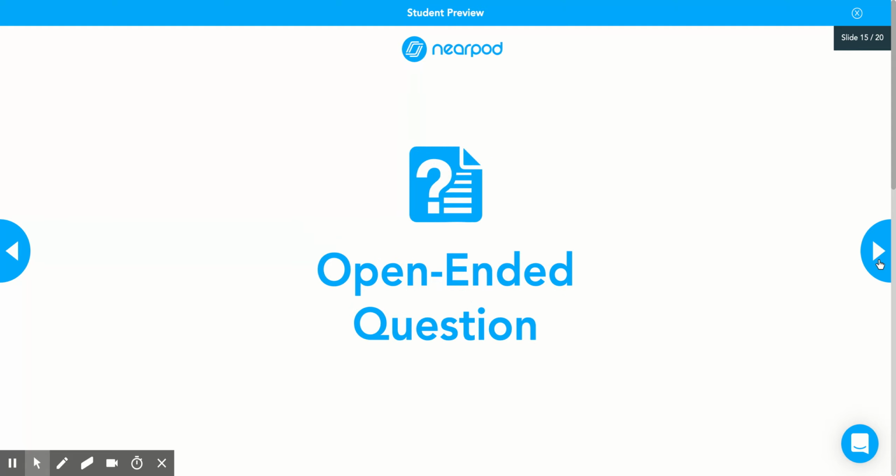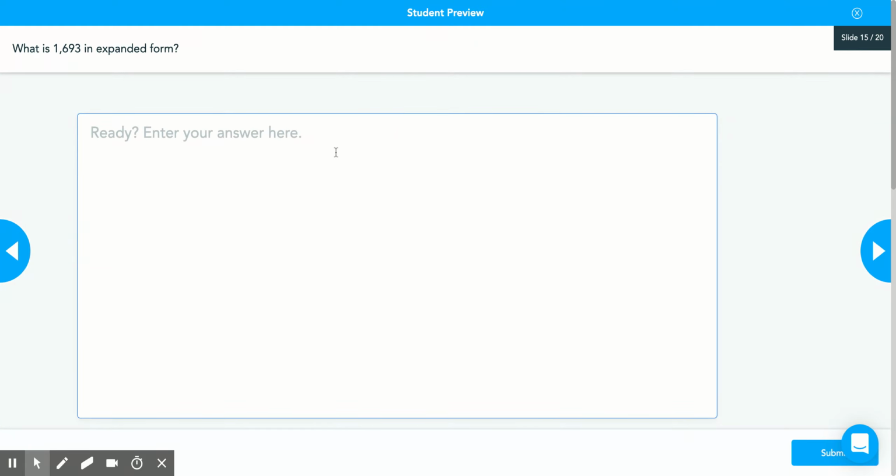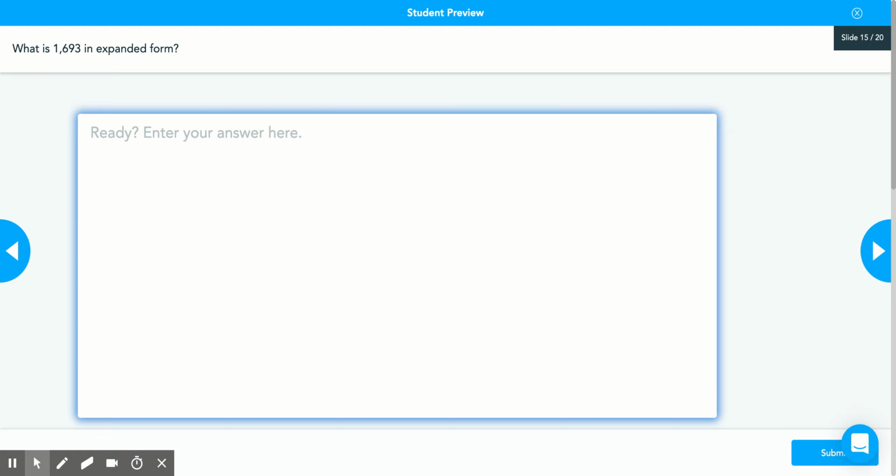Now, let's try putting a number from standard form into expanded form. What is 1,693 in expanded form? So, as we learned from the video, we have to show what each number literally represents in the place that it is in.